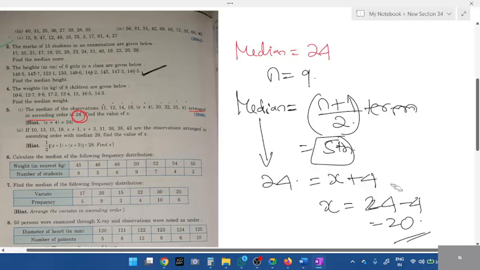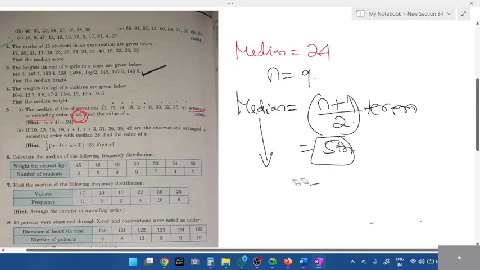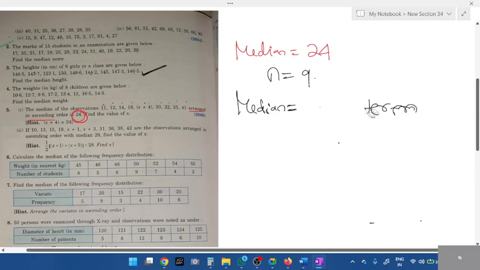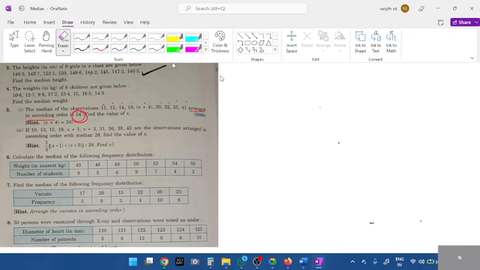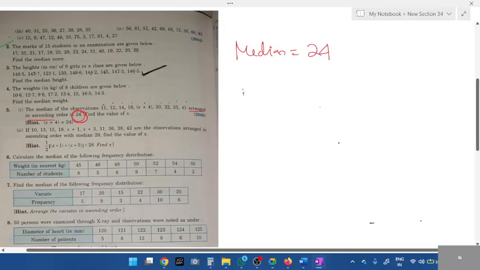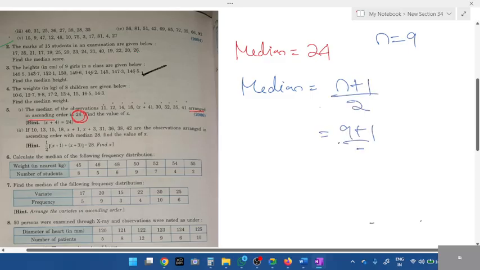If median value is given, how to solve? Look here, I'll explain one more time, students. Median value is given. The reason is we need to find the value of x. Median is 24. Then count the number of terms. How many terms are there? N is equal to 9. 9 is an odd number. What's the formula for odd? N plus 1 divided by 2 term. Remember, it is not the number, it's the term.